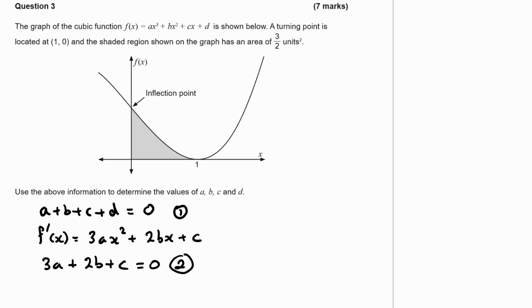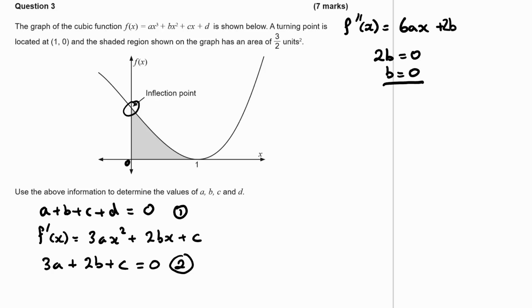Now we know there's an inflection point just here. So if we differentiate again, f double dashed x is going to be 6ax plus 2b. And this is at 0, so d2y dx squared must be 0 at that point. So substituting x equals 0 in here, we get 2b equals 0, which tells us that b is 0. So we've now found the value of b.